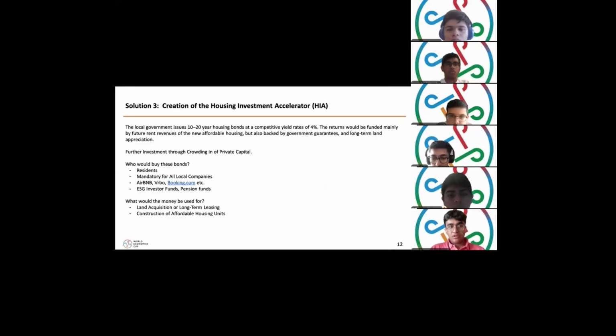Right. Solution 3 is the creation of the Housing Investment Accelerator, the HIA. The backbone of the third solution is a municipal housing bond, which is issued over 10 to 20 years at a yield of about 4%.